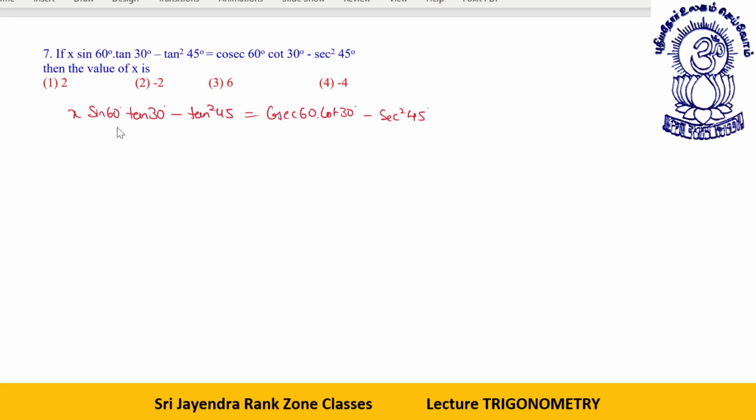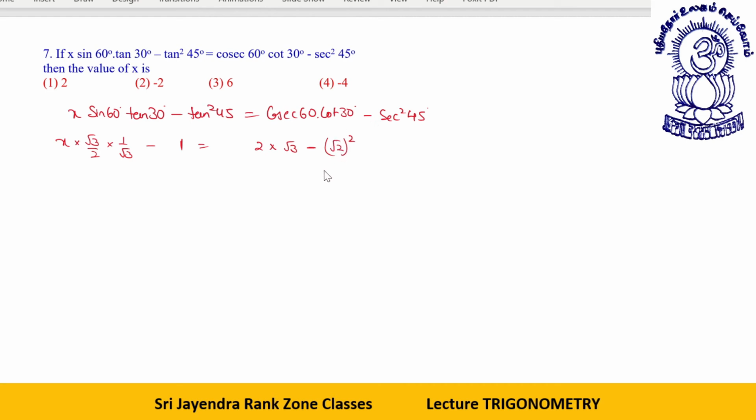Okay, see x, what is sine 60? Sine 60 is root 3 by 2, tan 30 is 1 by root 3, tan 45 is 1, is equal to cosec 60. Cosec 60 will be reciprocal of sine 60, that will be 2. Cot 30 will be reciprocal of tan 30, that is reciprocal, root 3, minus secant 45 will be reciprocal of cos 45, then its square.